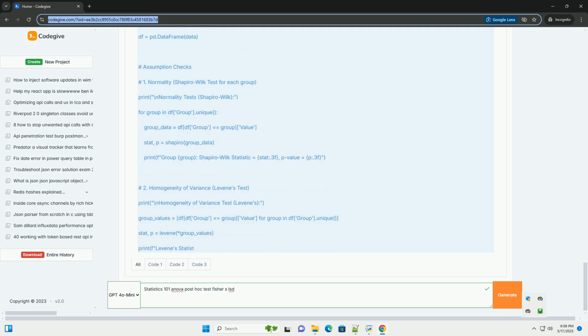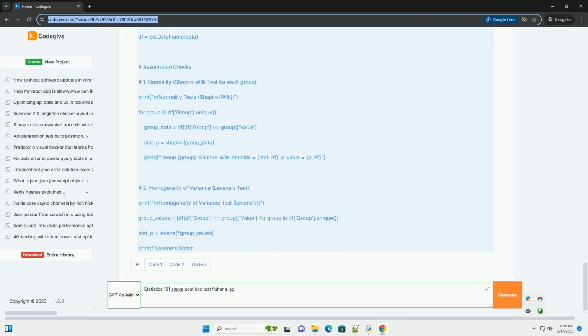How ANOVA works, simplified. 1. Calculate the total sum of squares, SST, which measures the total variability in the data. 2. Calculate the sum of squares between groups, SSB, which measures the variability between the group means and the overall grand mean. This is the variability we want to explain with our factor. 3. Calculate the sum of squares within groups, SSW, or sum of squares error, SSE, which measures the variability within each group, the unexplained variability. This is often called the error variance.